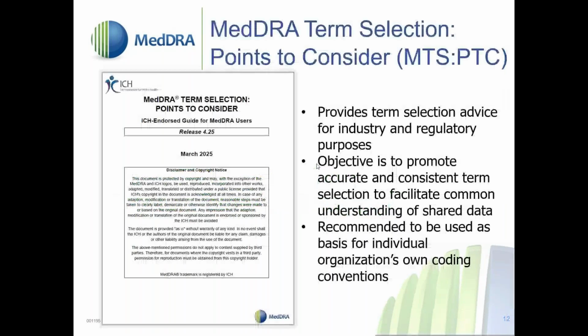This is a screenshot of the cover page of the current ICH PTC document for MedDRA term selection for version 28.0. It provides guidance and many examples on how to perform accurate and consistent term selection using MedDRA. This guidance should be the basis for your own coding conventions, your own coding decisions, and intends, of course, to promote overall coding consistency and facilitate common understanding when sharing clinical data. MedDRA allows us to speak with one language when sharing medicinal product safety information between different biopharmaceutical companies, between pharma and CROs, or when talking to regulators.